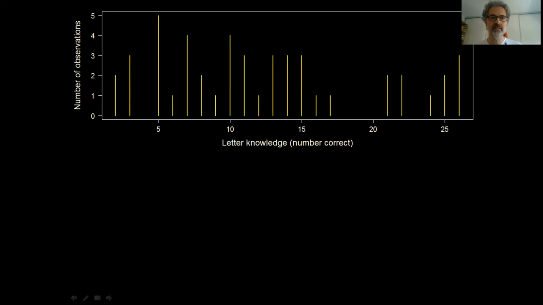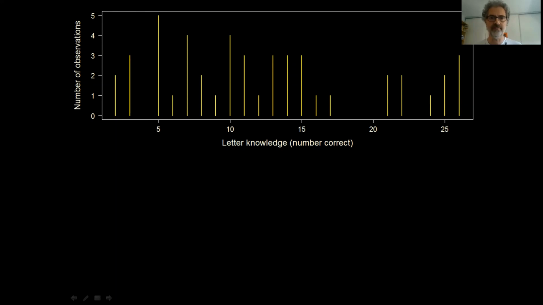This means that there were two children who know two letters, three children who know three letters. There weren't any children who only knew four letters. There were five children who knew five letters, one child who knew six letters, and so on for each possible value of number of letters known.